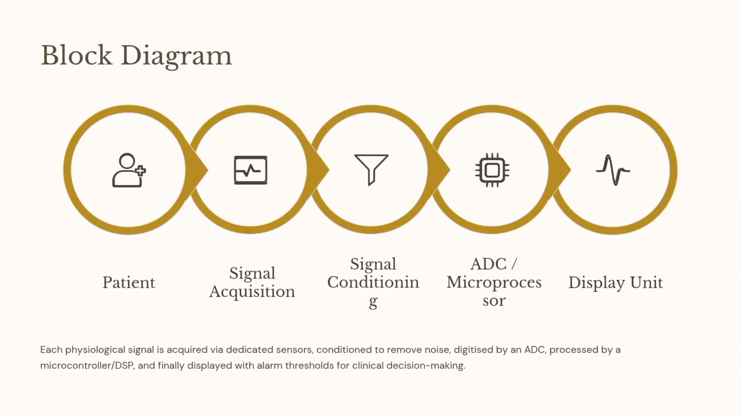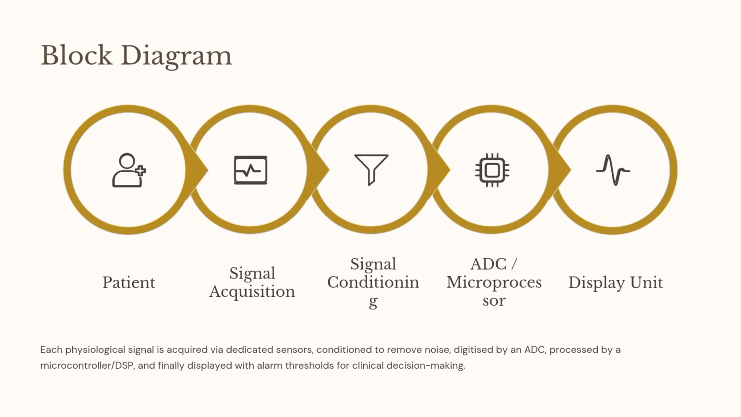Now let's understand the block diagram. First is the patient. The patient's physiological signals are captured using sensors. This stage is called signal acquisition. The next stage: if the signals are very weak, they are amplified and filtered in the signal conditioning stage to remove noise. So first we acquire the signals from the patient, then we remove the noise. Then the analog signals are converted into digital using an ADC.